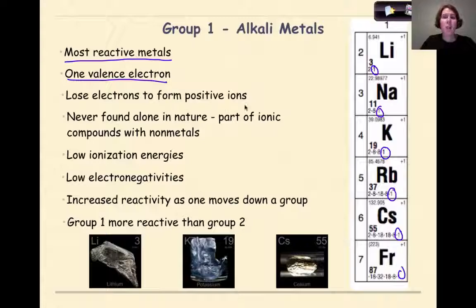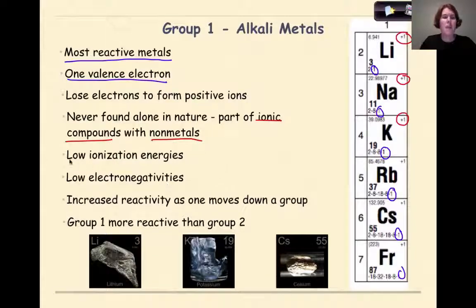They lose electrons to form positive ions, and we can see that right here, all in the upper right-hand corner. As we go down the group, we can see that they all have a +1 ion because they're all going to lose that one valence electron when they become ions. They're never found alone in nature. When we learn about chemical bonding, which is our next unit, we're going to realize that our Group 1 metals are going to be part of what we know as ionic compounds with nonmetals, and we're going to learn that in a little bit.